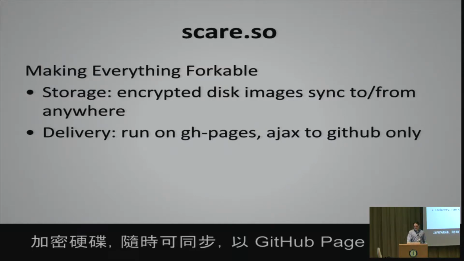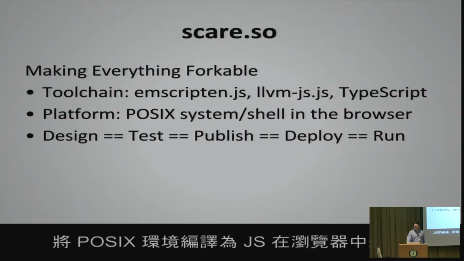So another aspect is that the storage of this system is a fully encrypted disk image in the browser, stored via local storage in JavaScript when it's offline, of course, but can sync up to anybody's cloud, like if you're logged into Box or Dropbox or Google Drive or GitHub, especially. So the first delivery model is to run on GitHub Pages.